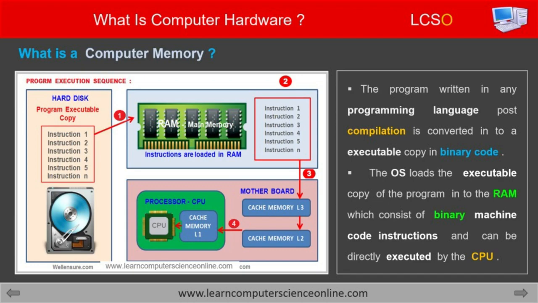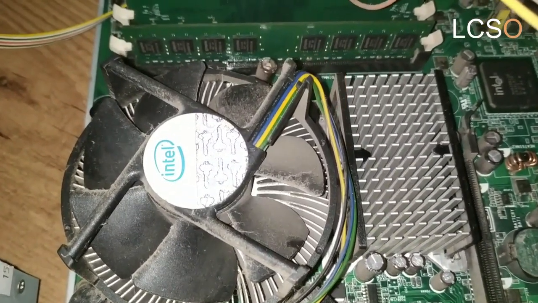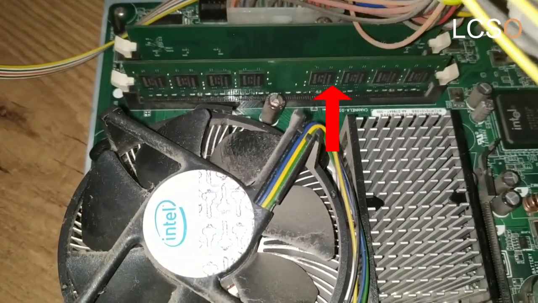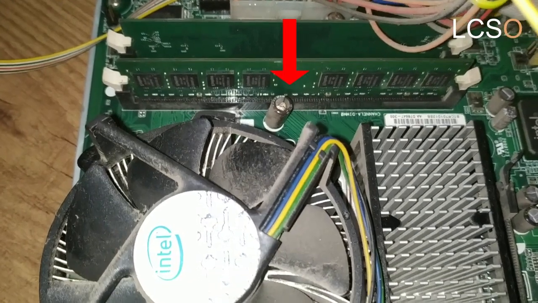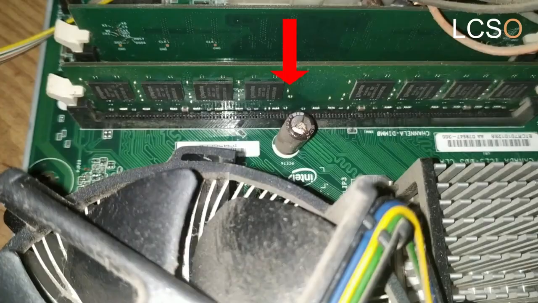The main memory is present in the computer in the form of RAM modules installed on the computer motherboard. The RAM modules are installed and mounted into the memory slots provided on the system motherboard. The RAM modules are also commonly referred to as DIMM.